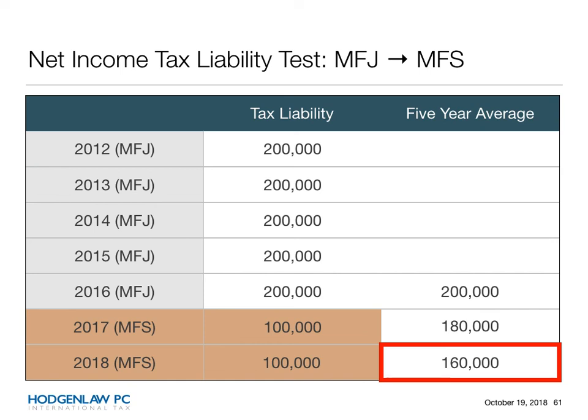Someone who wanted to expatriate in 2016 would have an average married filing jointly of $200,000, so obviously would trip over that rock and become a covered expatriate. But they start in 2017 filing married filing separately, and the average becomes $180,000, and then they file married filing separately again in 2018. And the 5-year average is now $160,000 under my example, and now we're below the threshold, which means that this individual can expatriate in 2019 and pass the net income tax liability test. So look at strategies to reduce your rolling average to below the threshold.